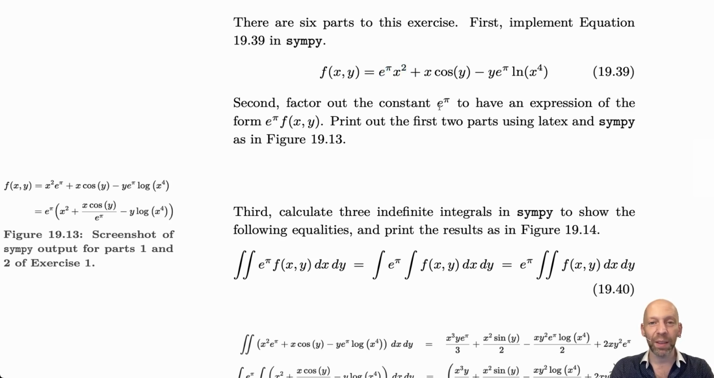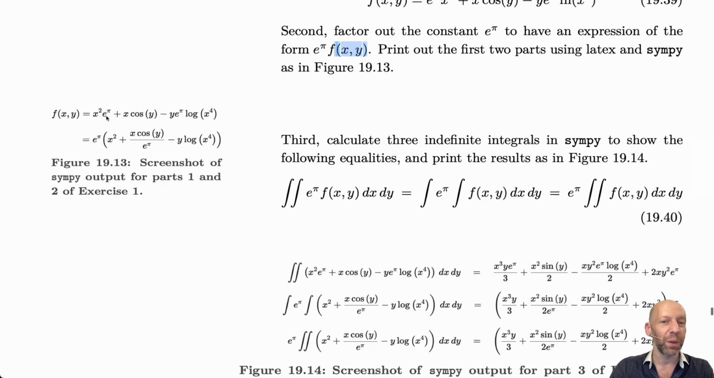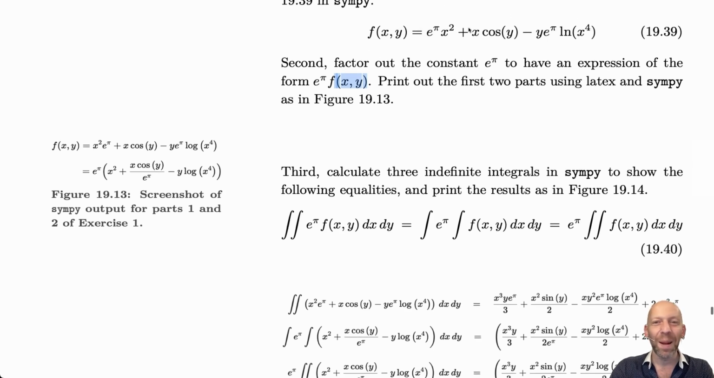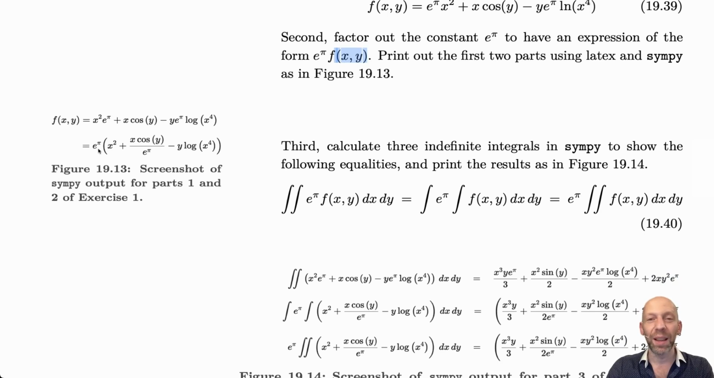There's no x or y in this term, so it is not a variable term, it's a constant term. So pull that constant out to have an expression of the form e to the power of pi, times f of x and y. Okay, and then print out these first 2 parts in SymPy and LaTeX, and it should look something like this. So here we have the original function. This first line is literally just rewriting this function up here, but implemented in SymPy. And then over here, you can see I've pulled out this factor of e to the pi. So this is the constant that we are pulling out of the function.